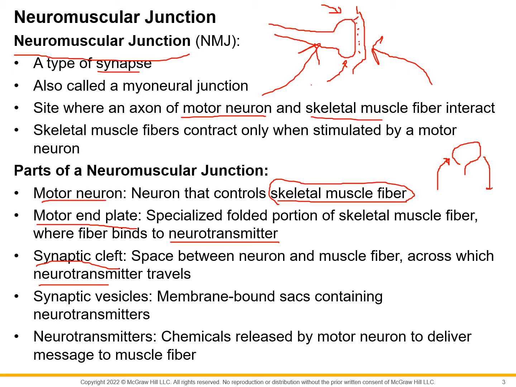Inside the synaptic bulb, we have little vesicles containing the neurotransmitters, and we call those synaptic vesicles. Neurotransmitters, by definition, are chemicals released by a motor neuron to deliver a message to the muscle fiber. More generally, it's the chemical that an axon releases to transmit the message to the next cell, whether it is a neuron, a muscle fiber, or a gland. Neurotransmitters are how neurons speak to each other.